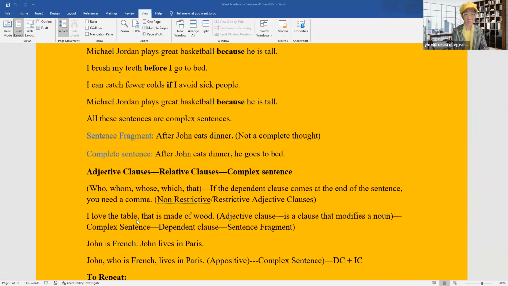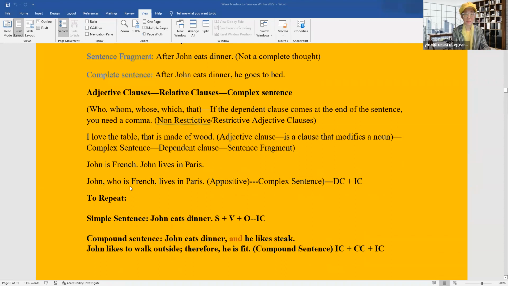So what kind of table is it? It's a table that's made out of wood. Therefore, this entire clause modifies table. So you need a comma. That's the reason why. For adjective clauses, you need to have a comma. So when the adjective clause is at the end of the sentence, you have one comma. But if the adjective clause is in the middle of the sentence, you need two commas.